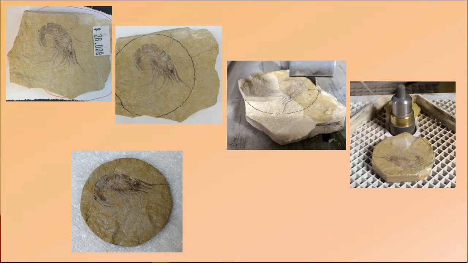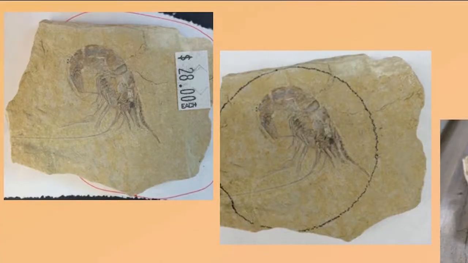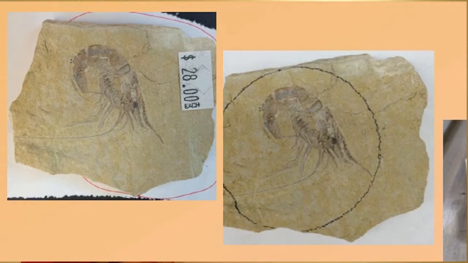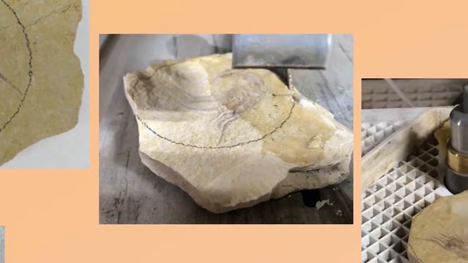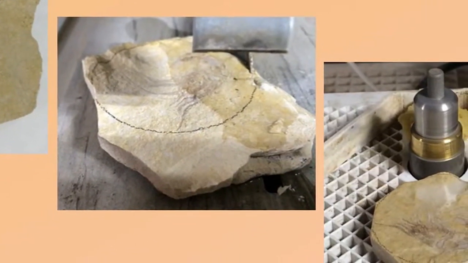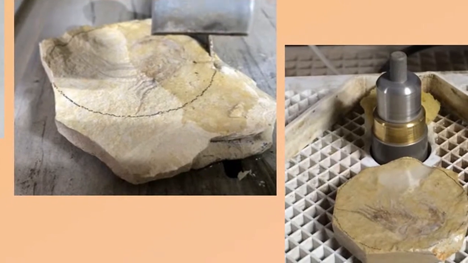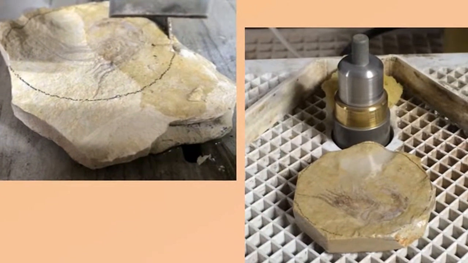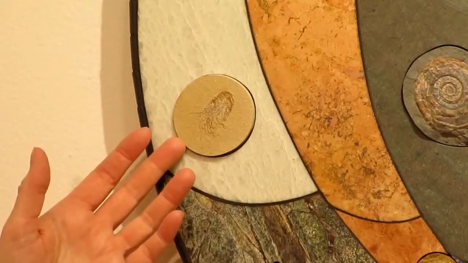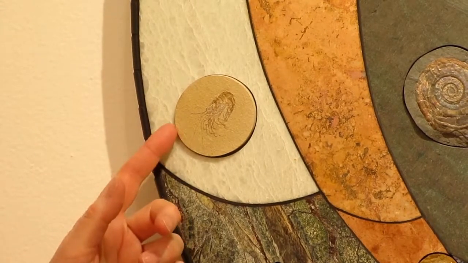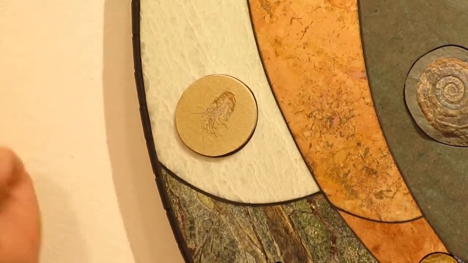Here's an example of us cutting this fossil shrimp. On the top left, you see an image of it the way it was when it arrived at the studio, rather irregular. Then we've drawn a circle with a template around it, and then it goes to the saw, where most of the excess is cut off. Finally, it is ground with the grinder to make a perfect circle. So voila, here is the shrimp in its perfect circle inlaid into this green marble.